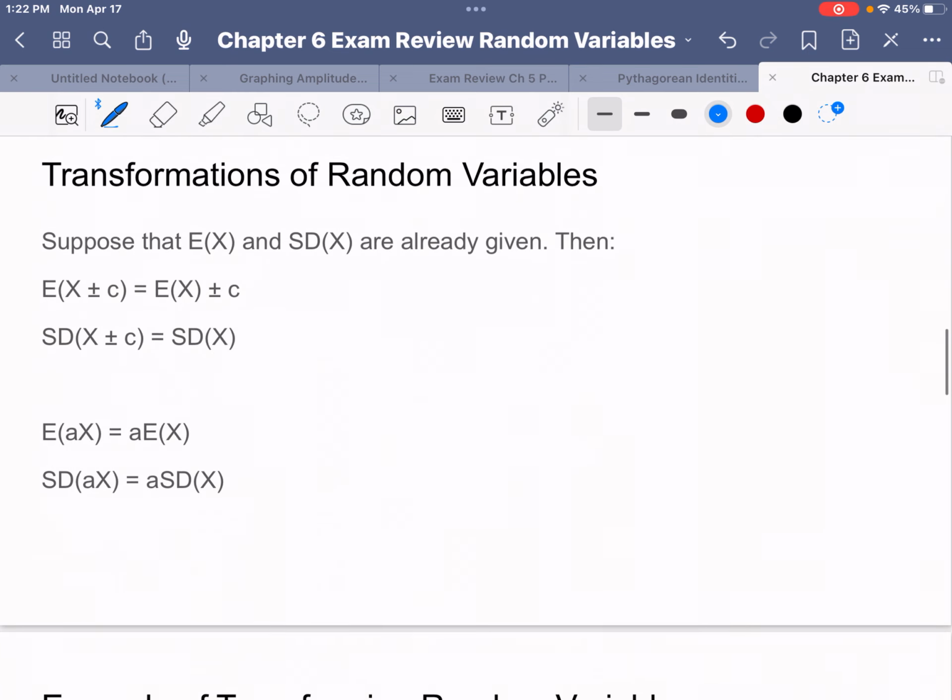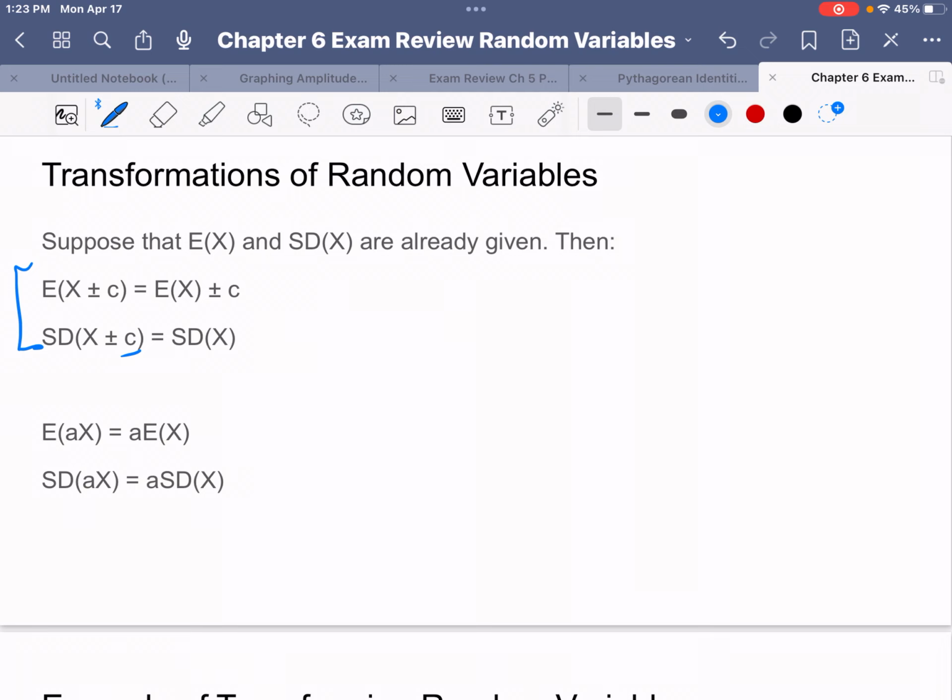Next, in Chapter 6, we learned how to do transformations of a random variable, where we can add or subtract a constant to a random variable or multiply a random variable by a number. So we have 4 formulas in 2 groups. The expected value of x plus or minus a constant is equal to the expected value of x plus or minus that constant. The standard deviation of x plus or minus a constant is equal to the standard deviation of x. In other words, when you add or subtract a constant, it has no effect on the spread. We talked about that a lot back in Chapter 6.